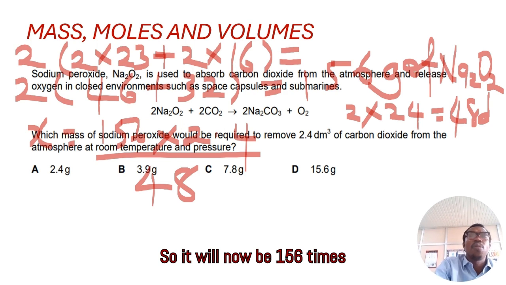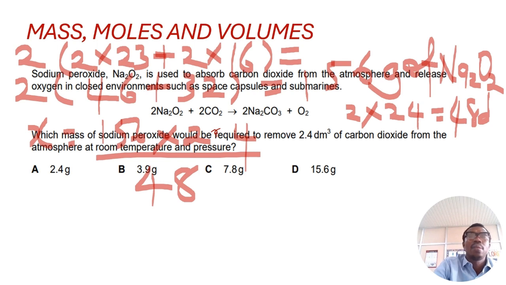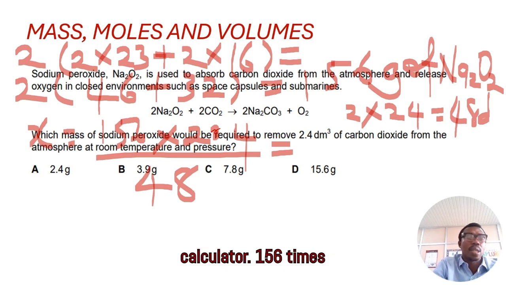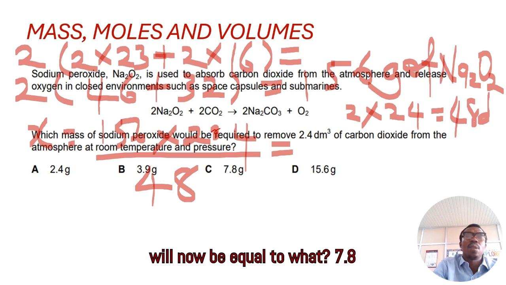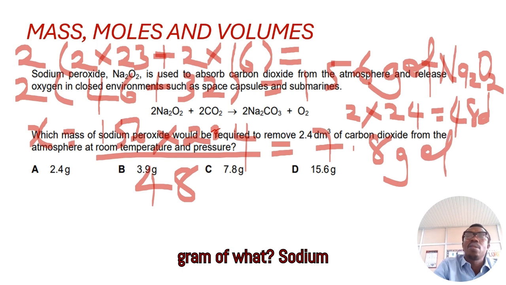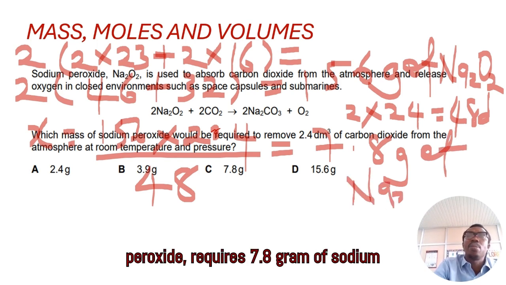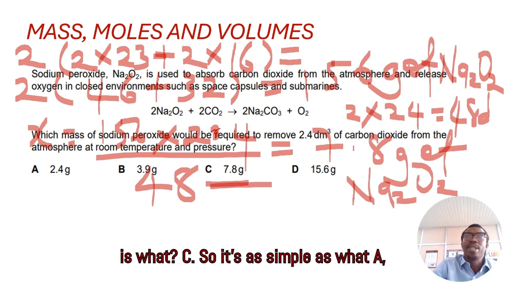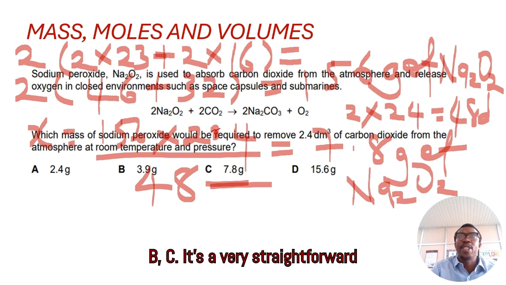So it will be 156 times 2.4 divided by 48. Using my calculator, that is equal to 7.8 grams of sodium peroxide. We require 7.8 grams of sodium peroxide. So the answer to this question is C. It's as simple as ABC, a very straightforward question.